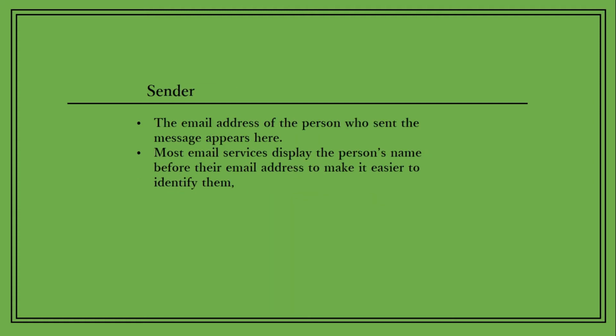Then there is the section of sender. In the sender section, we add the email of the person. We have our own emails. Here appears the email of the person who sent the email. In the sender section, the email address of the person who sent the message appears. Most email services display the person's name before their email address to make it easier to identify them.